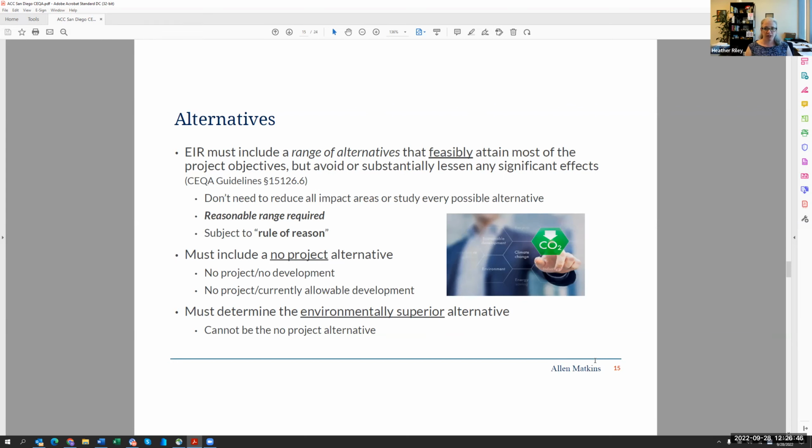You also have to determine the environmentally superior alternative. It cannot be the no project alternatives. So often what you find, particularly with housing development, which we've done a lot of recently, is a reduced number of units or a reduced footprint. We'll cluster all the units further away from some potential biological resource, or we'll take 50 units and study 10. Because that gets us below a level of significance for a particular threshold.